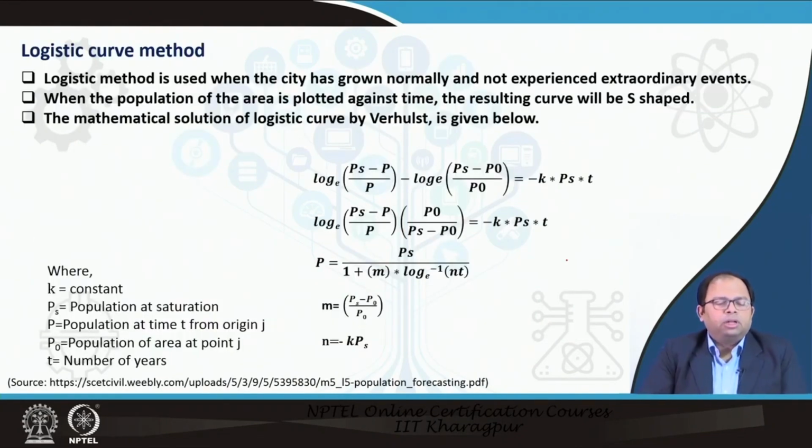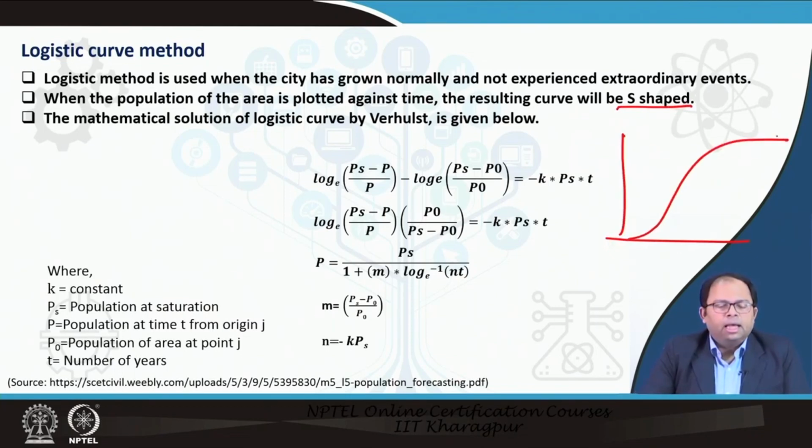So, finally, we come to the logistic curve method, and this is used when the city is growing normally and not experiencing any extraordinary events. When the population of the area is plotted against time, the resulting curve will be S-shaped as discussed earlier, that means it would show something like this. And the mathematical solution to this logistic curve, which was given by Verhulst, is given below, where k is a constant value, and Ps is the population at saturation.